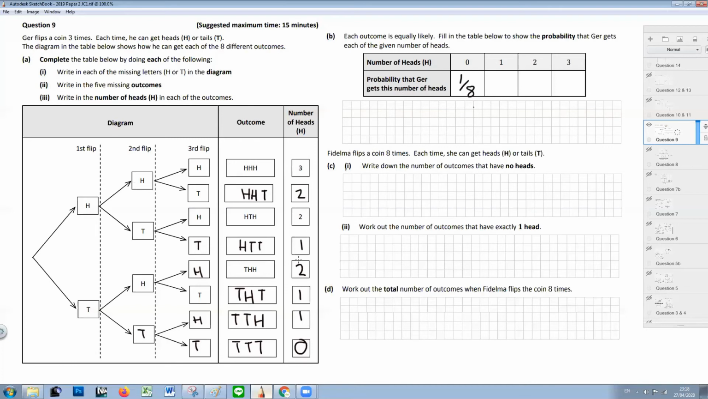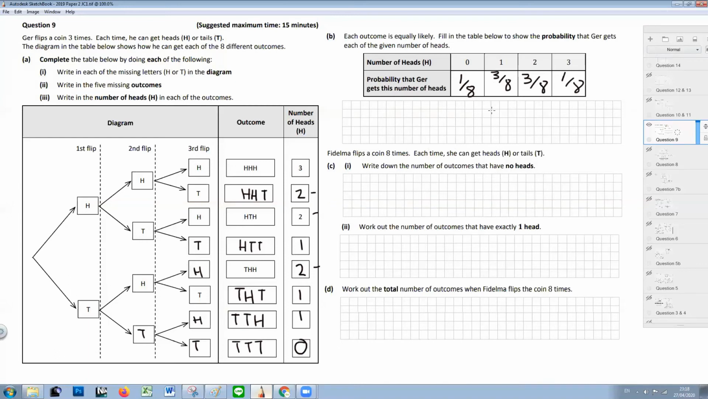That's your first one. There are 3 scenarios out of 8 where he can end up with just 1 head. So that's going to be 3 divided by 8. There are 3 scenarios where you can end up with 2. So 1, 2, 3. And there is only 1 scenario where he can end up with 3 heads. And this makes sense because these 4 numbers together are going to equal 1, which is 100%. So that makes sense.